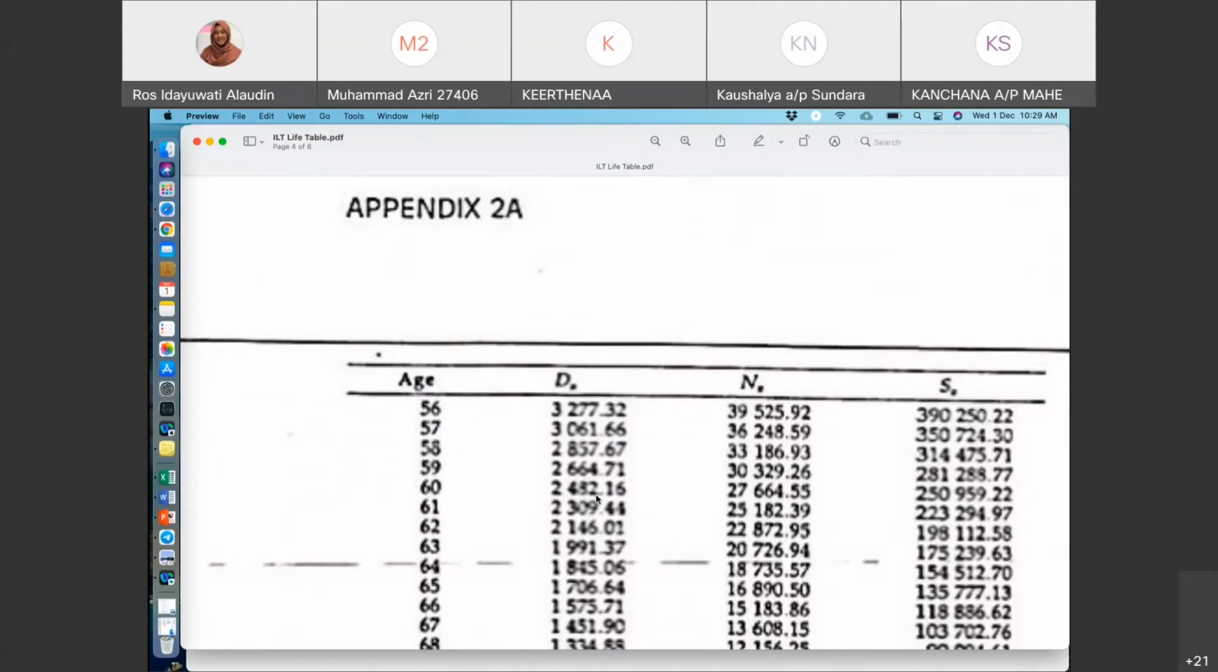Then let's say we have a benefit. So we multiply with the benefit. If benefit is equal to 10,000, so you multiply with 10,000 after you get the value M60 over D60. Okay.